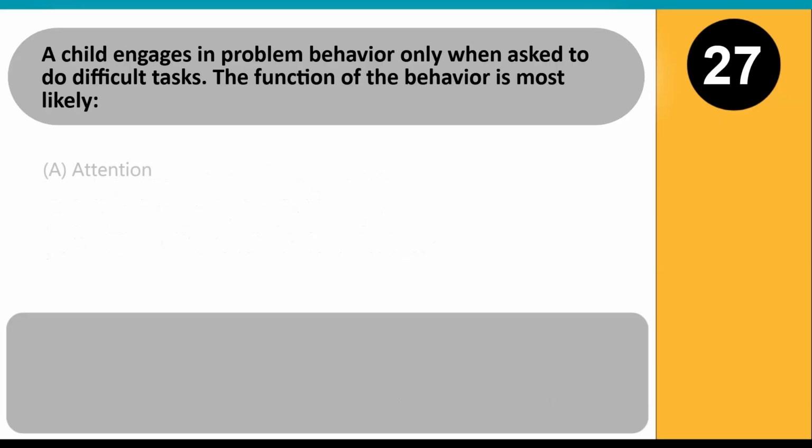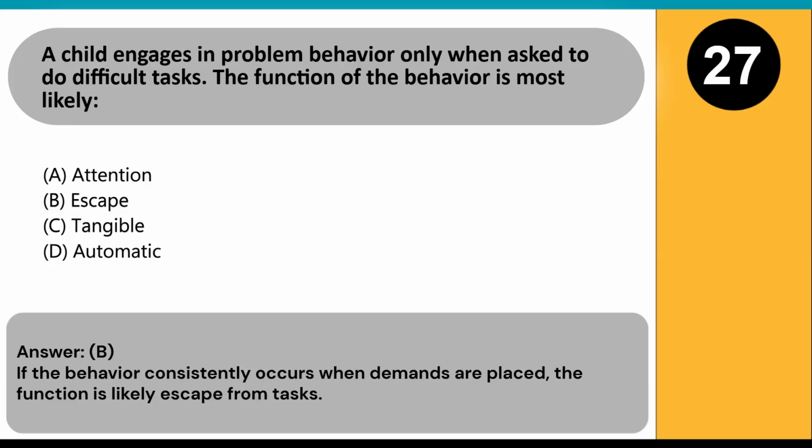A child engages in problem behavior only when asked to do difficult tasks. The function of the behavior is most likely: A. Attention. B. Escape. C. Tangible. D. Automatic. Answer B. If the behavior consistently occurs when demands are placed, the function is likely escape from tasks.